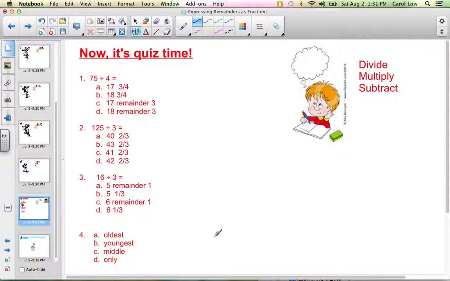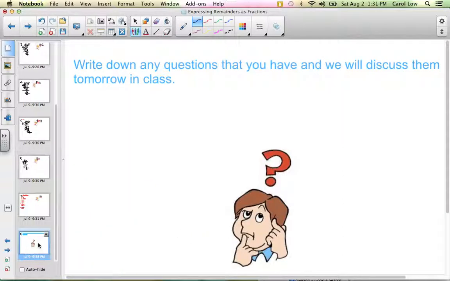Number 5, you're going to give me a pulse of how you're understanding it. Do you get it, not get it, kind of get it? And then after you're done with that, like I said, it's a link on the website. The next page, write down any questions that you have and we'll discuss them tomorrow in class.